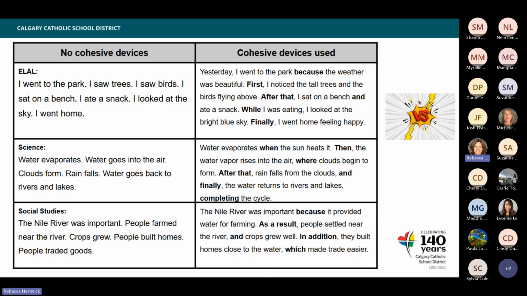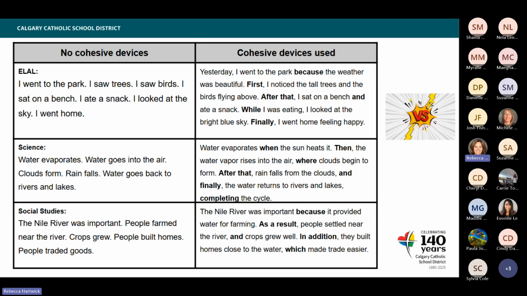The Nile River was important. People farmed near the river. Crops grew. People built homes. People traded goods. The Nile River was important because it provided water for farming. As a result, people settled near the river and crops grew well. In addition, they built homes close to the water, which made trade easier. So again, we can see the differences between the two there.